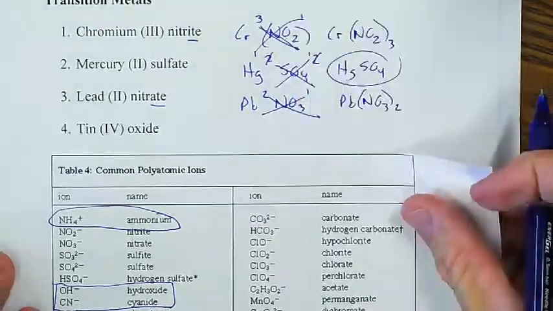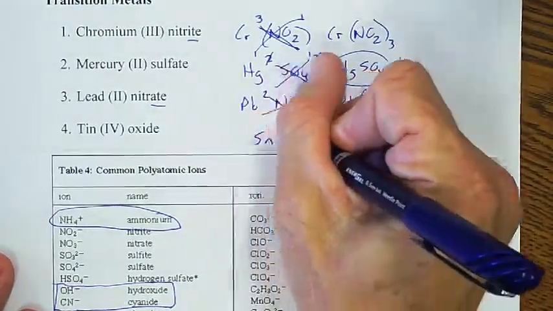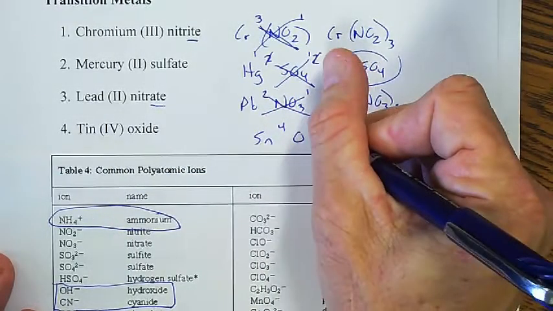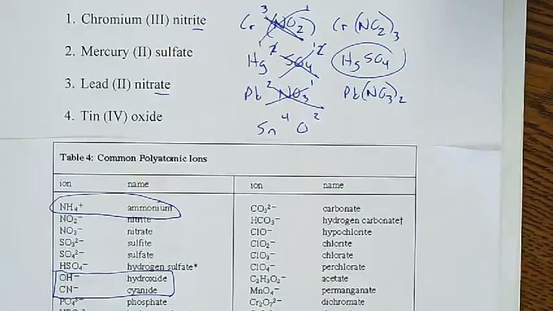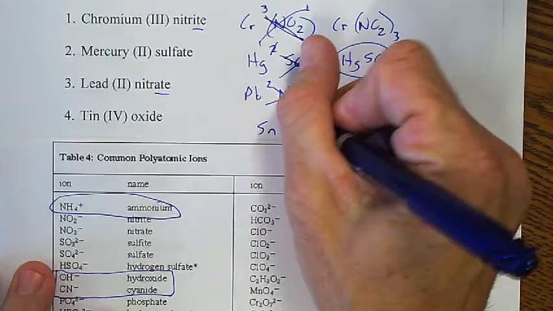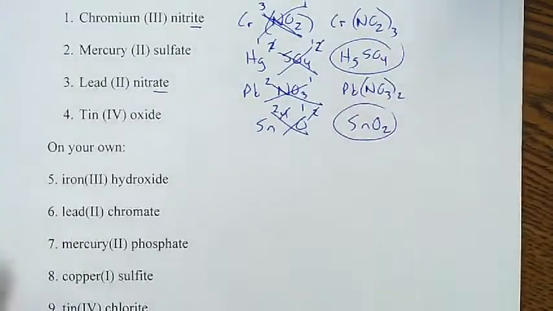Crossing the charges to write formulas. Tin 4 oxide. Tin is Sn. That is the symbol. It is 4. That's what that means. Oxygen's charge is 2. Now, hold on a second there. You've got Sn4O2. Remember, if you can simplify the charges before you cross them, you do that. We can simplify 4 and 2 to 2 and 1, then you cross them. SnO2.